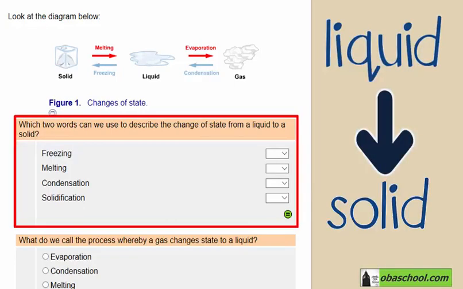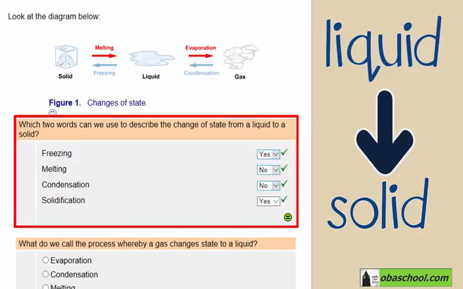So which two words of these can we use to describe the change of state from a liquid to a solid? Freezing, melting, condensation, or solidification. So we are moving from the liquid state to the solid state. Excellent. So the change from liquid to solid is called freezing or solidification. On the other hand, melting is the change from solid to liquid and condensation from gas to liquid.